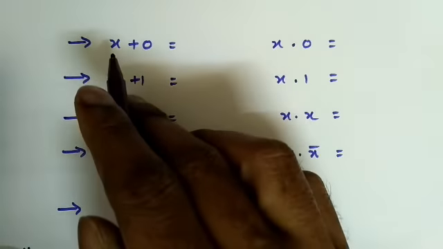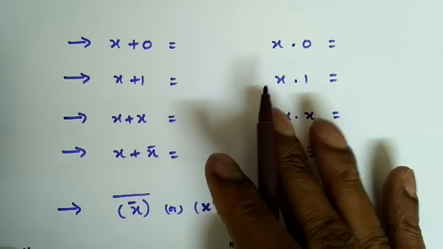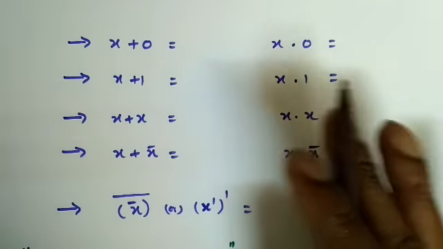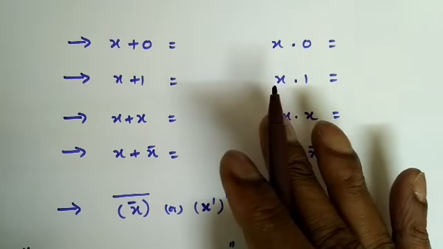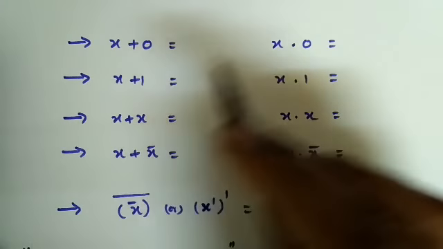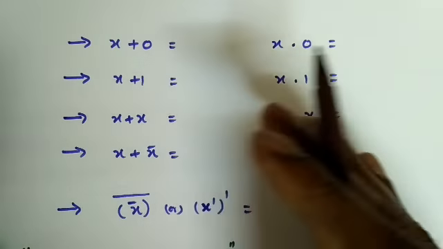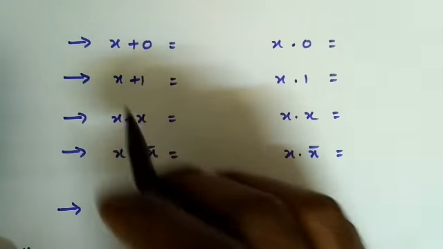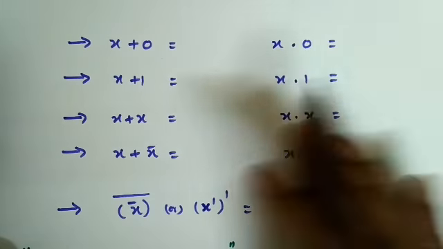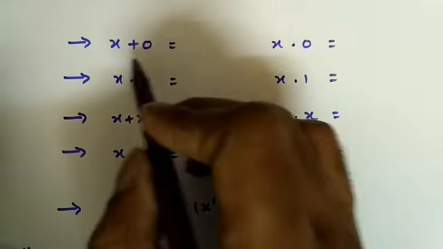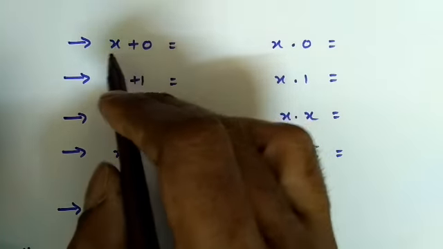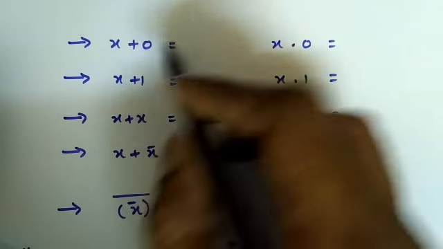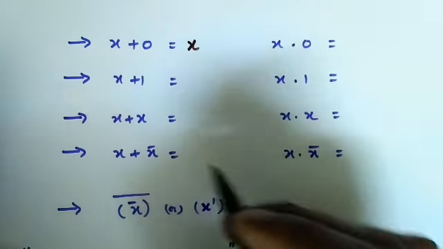Sometimes we use either small x or small y, right? Anyway, we can use any variable, but generally if you find any standard textbooks, they will use capitals, right? Capital X, capital Y, Z, etc. Or sometimes, rarely, they will use small x, y, z only, right? Now if we do the OR operation between some variable x and 0, we'll get x only, right?